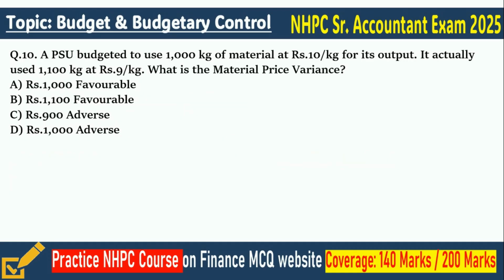Moving on, friends, next a practical question which says a PSU budgeted to use 1000 kg of materials at rupees 10 per kg for its output. It actually used 1100 kg at rupees 9 per kg. What is the material price variance?